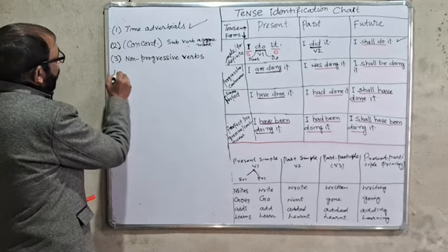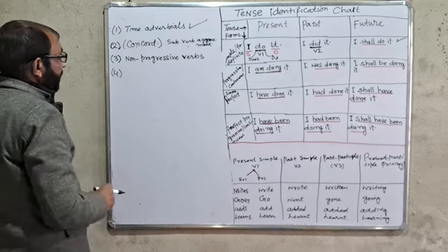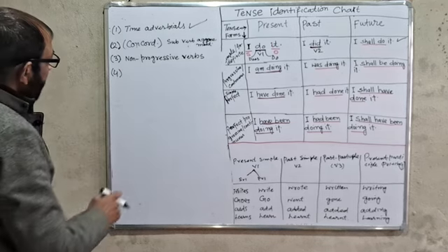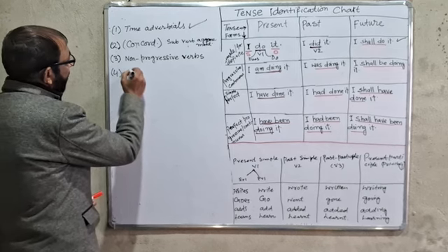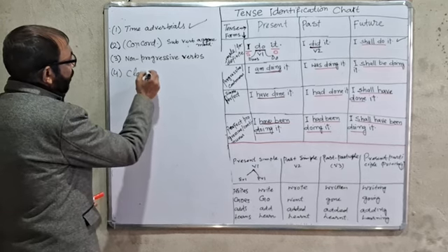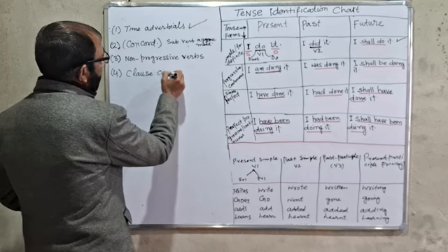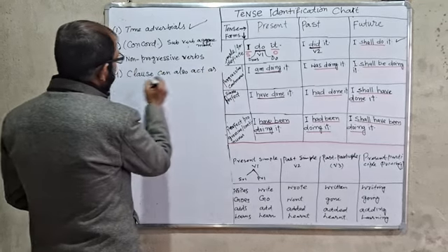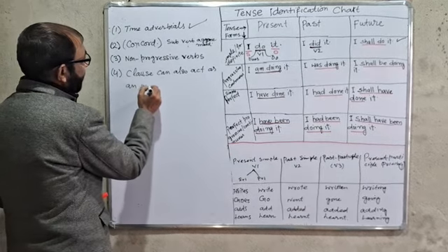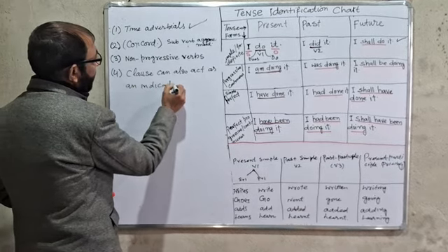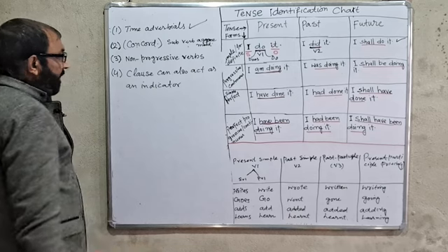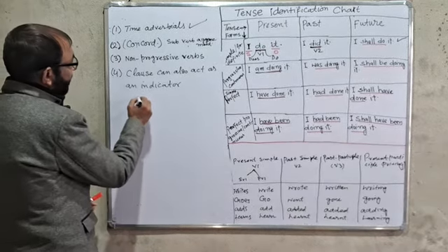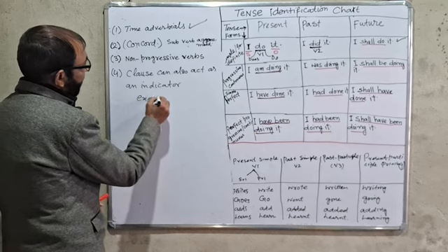Point number four that you have to keep in mind while doing tenses: clause can also act as an indicator of tense. Some examples here.